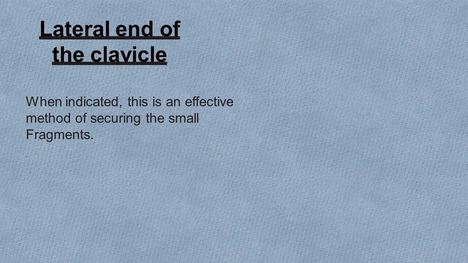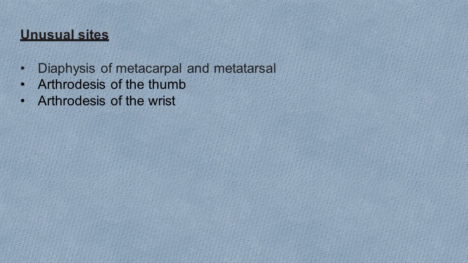Now this is a diagram. Other unusual sites are the diaphysis of metacarpal and metatarsal, arthrodesis of the thumb, and arthrodesis of the wrist.